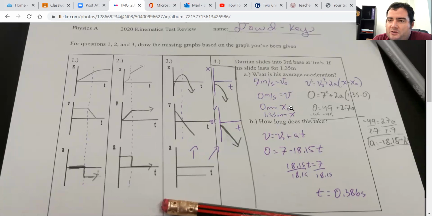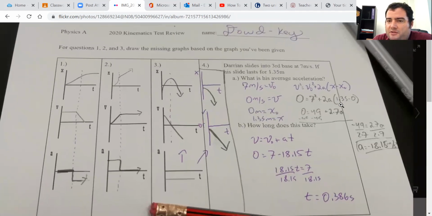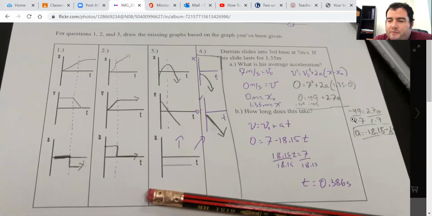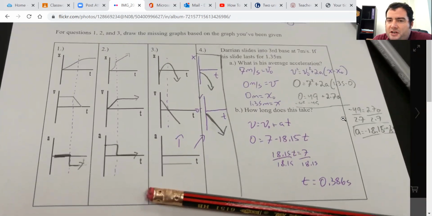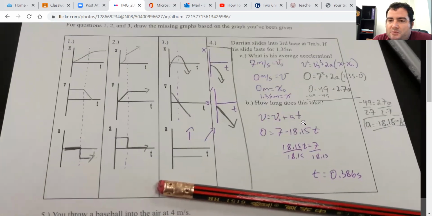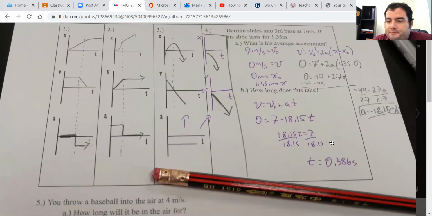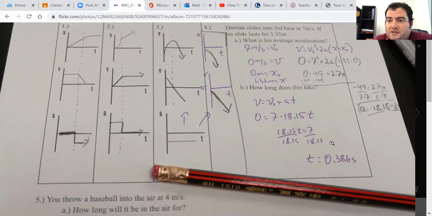X0 is always 0 unless you have a reason to choose otherwise. So with that information, I was able to solve for acceleration. And then having acceleration, I could use the same data to plug into the easier equation and get a time.